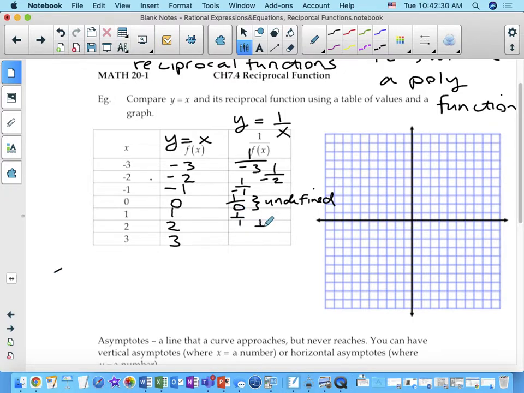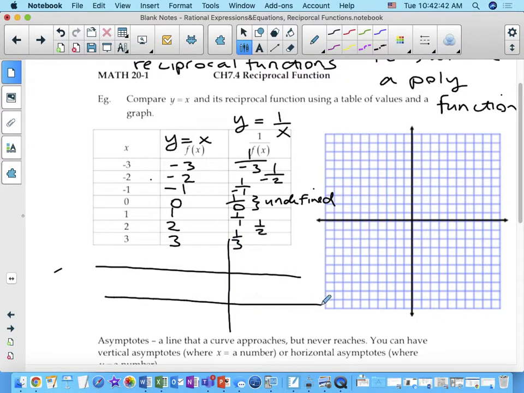This would be 1 over 1. This is going to be 1 over 2. This is going to be 1 over 3. Now, what I'd actually like to do as well is add some additional values to look at that are not in here. I'd like to add in x equals -1/2 and 1/2, and -1/4 and 1/4.